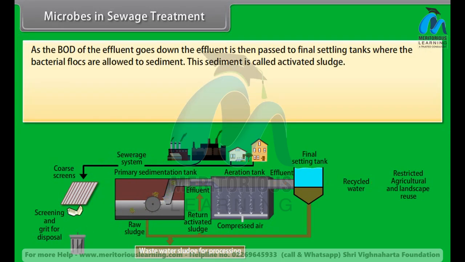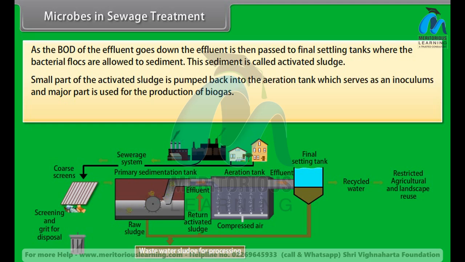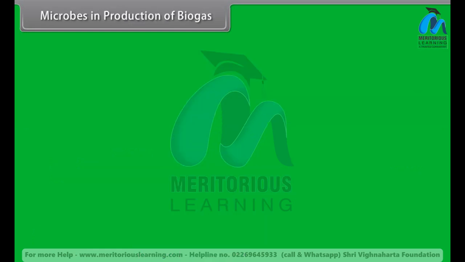As the BOD of the effluent goes down, the effluent is then passed to final settling tanks where the bacterial flocks are allowed to sediment. This sediment is called activated sludge. A small part of the activated sludge is pumped back into the aeration tank, which serves as an inoculum, and the major part is used for production of biogas. The recycled water is used for agricultural uses. Microbes in production of biogas.